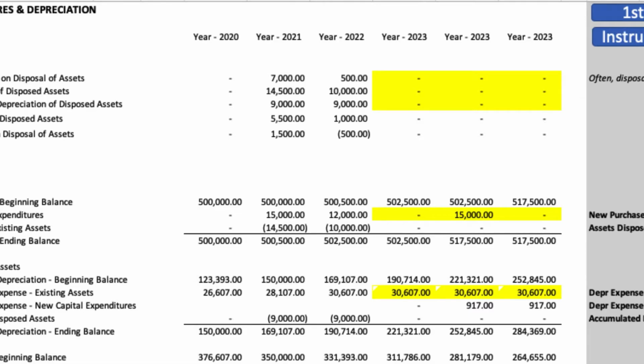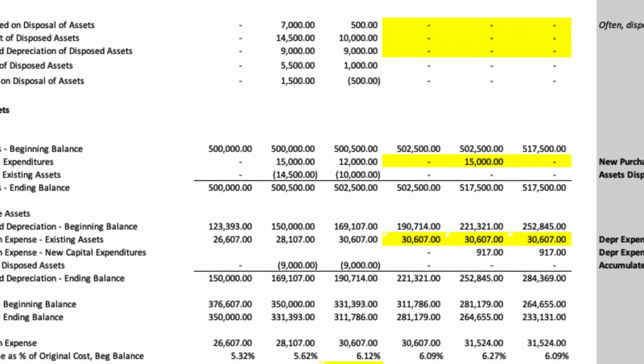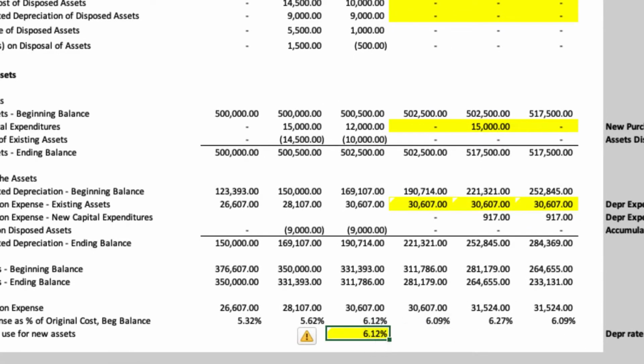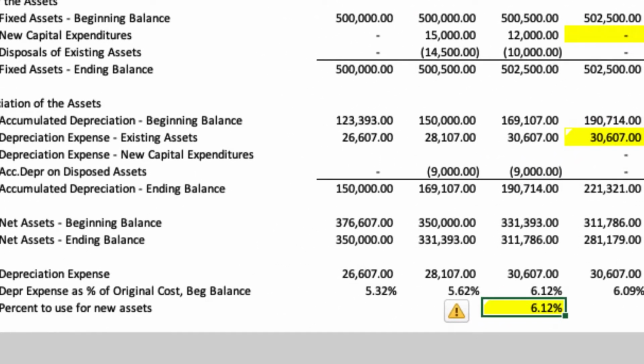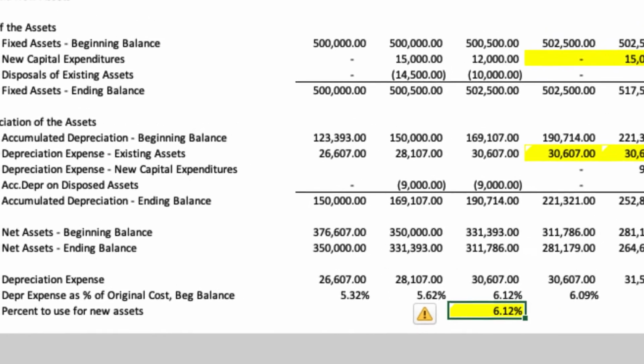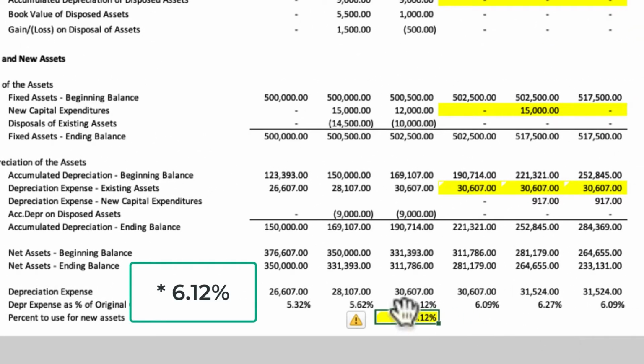Now, your new assets are also going to depreciate. So that's what this little box down here is for. And what it's saying is that in the previous 3 years, the depreciation expense has been about 5.5 to 6.5% of the cost of the assets. And I'm going to assume that pattern will continue in the future. So I'm going to leave this box as 6.2% because that's what the number was for the most recent year.